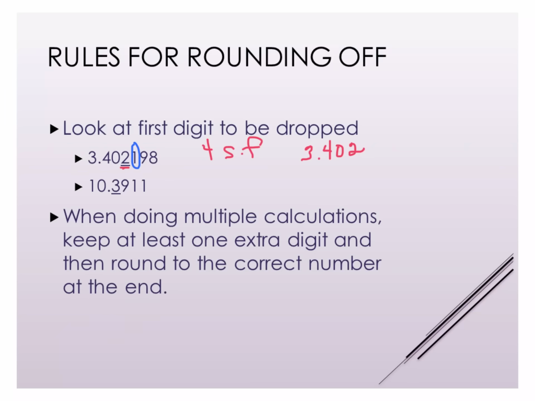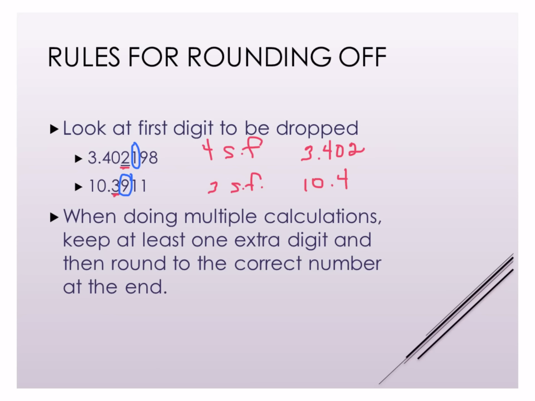Likewise, if I go to this next example, 10.3911, and I want to have this with 3 sig figs, then I see that the 3 is the last number I'm keeping. The 9 is the first number that's going to be dropped, so it's the 9 only that determines whether or not the value gets rounded up or down. And because 9 is 5 or greater, I'm going to round that up to 10.4.